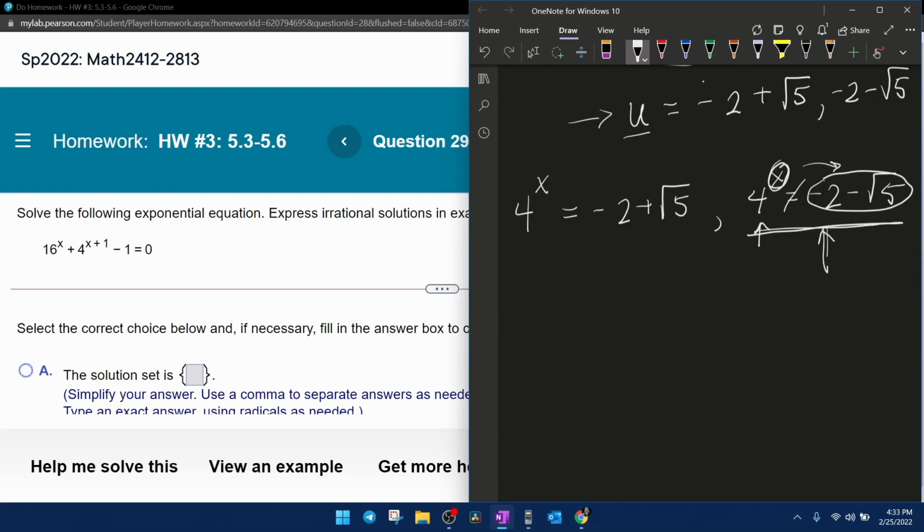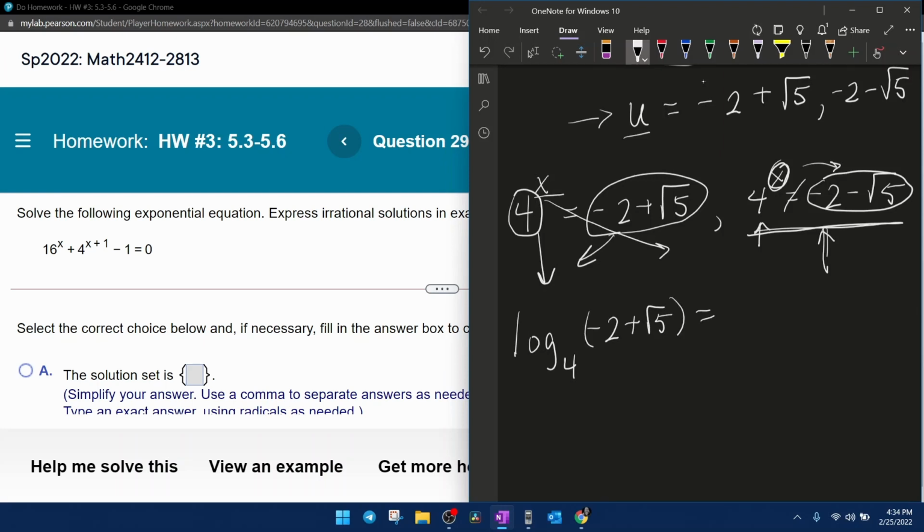On the other side, 4 to the x equals negative 2 plus square root of 5. Solving this exponential equation by converting to logarithms will give me log base 4 of negative 2 plus square root of 5 equals x. Notice we're doing the poem, bring the base down, switch the other two around, and that does a great job of isolating the variable.